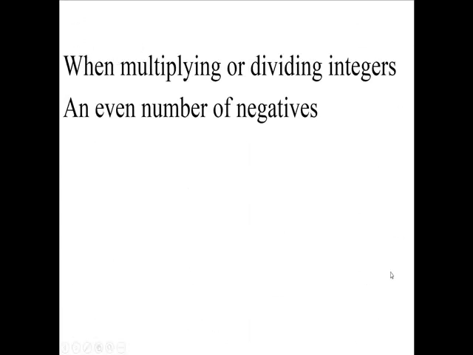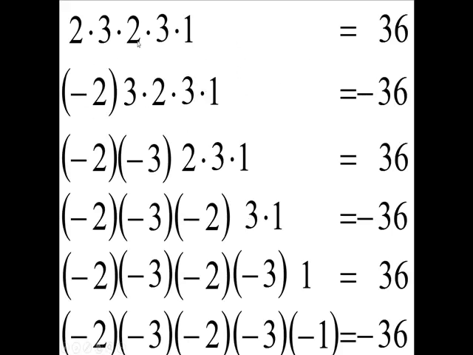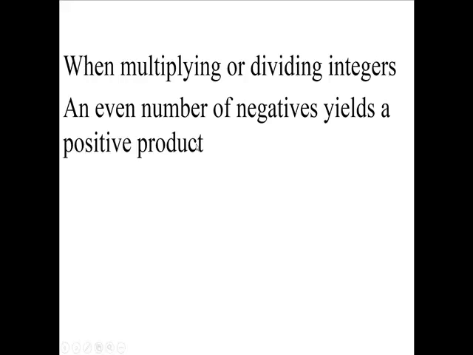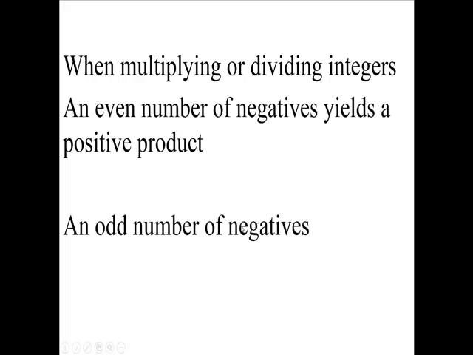Okay. So here's the pattern. When you're multiplying and dividing integers, an even number of negatives, like here's an even number 0 or 2 or 4, they all give you what kind of an answer here? Okay, so an even number of negatives gives you a plus. Remember we said 1, 3, 5, 7 a minute ago? Those are all odd numbers, and they were all negative, weren't they?